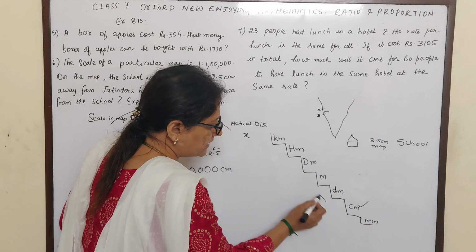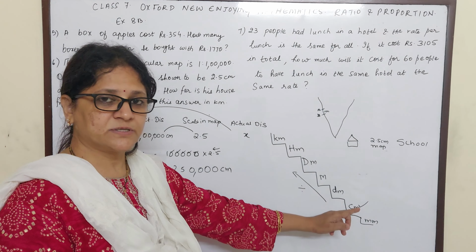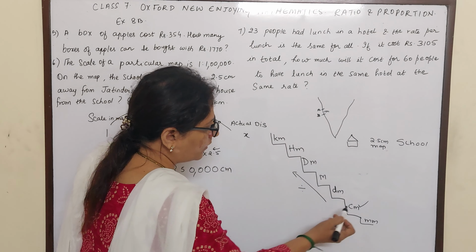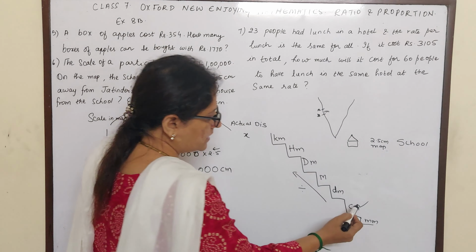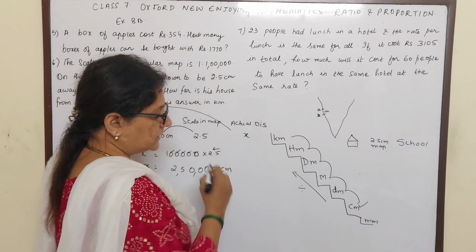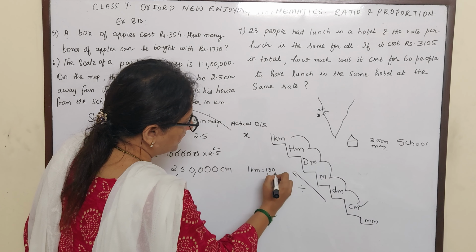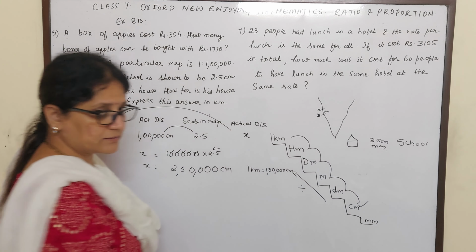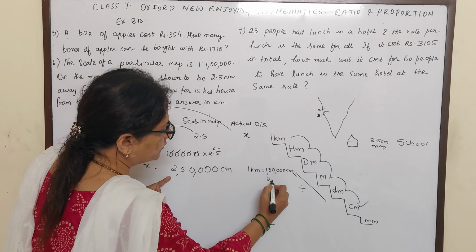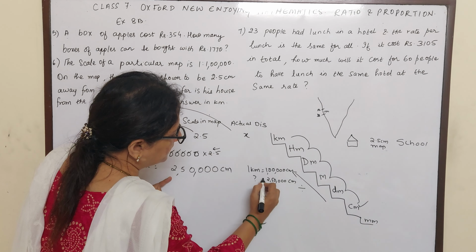When the steps are being climbed, we will divide, and when we are climbing down the steps, we will multiply. So now we are climbing up, so we have to do division. How many zeros? 1, 2, 3, 4, 5. That means 1 kilometer is equal to 1 followed by 5 zeros centimeter, right? Now we have to convert this. That means 2,50,000 centimeter is how much kilometer?